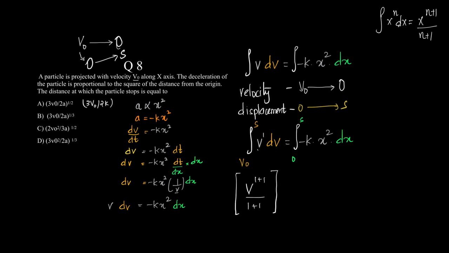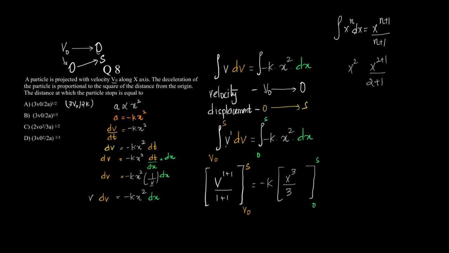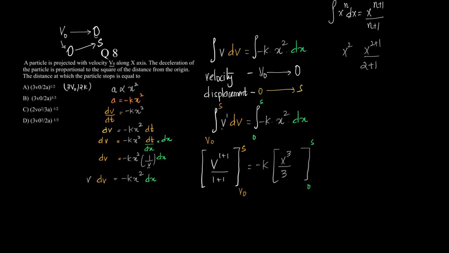Limit varying from, what is the lower limit? The lower limit is v0, and what is the upper limit? It is equal to 0, is equal to minus k, which is a constant here, right? And what is the integral of x square by this formula? x square dx will be equal to x raised to 2 plus 1 the whole upon 2 plus 1, which is equal to x raised to 3 whole upon 3, and the limit varying here from 0 to s. Okay, now let us apply the upper limit minus lower limit, which goes like this.